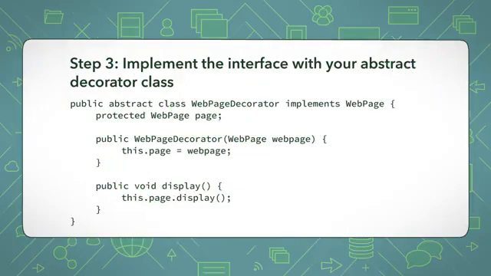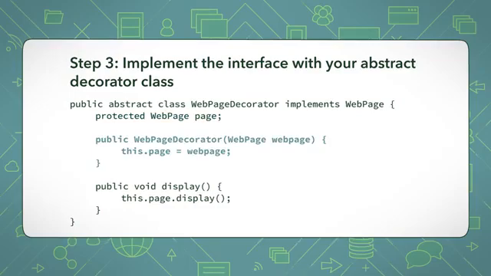Step 3. Implement the interface with your abstract decorator class. The implementation of the decorator class is important despite how little code there is. The first thing to note is that a web page decorator contains only one instance of web page. This allows us to stack decorators on top of the basic web page and on top of each other. Each type of web page is responsible for its own behavior and will recursively invoke the next web page on the stack to execute its behavior.